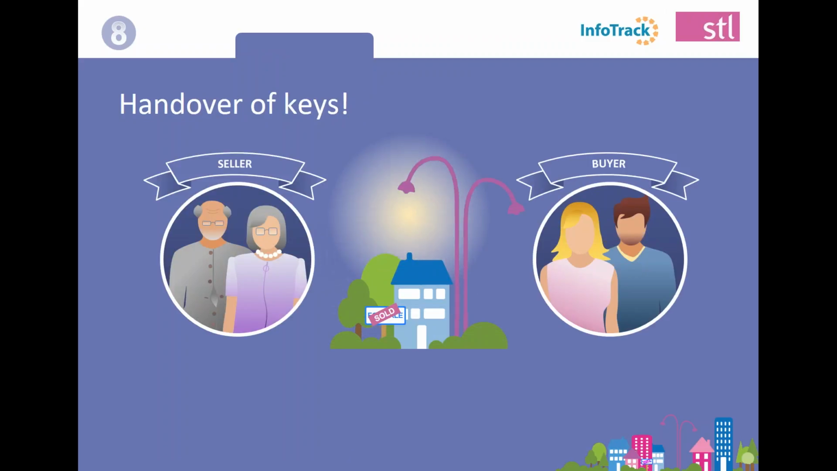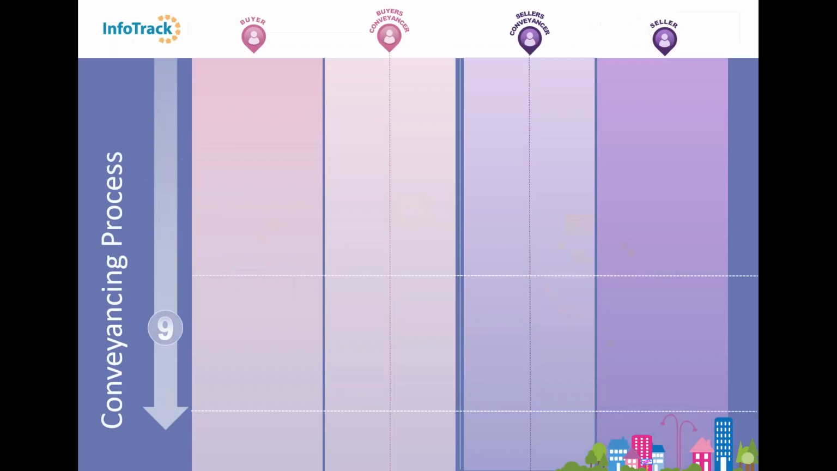So where have we got? Finally, we're handing over the keys. So you can see the keys have gone from the seller to the buyer, who now legally own that property and can move in. But the process obviously doesn't stop at that point. It carries on if you're a conveyancer.